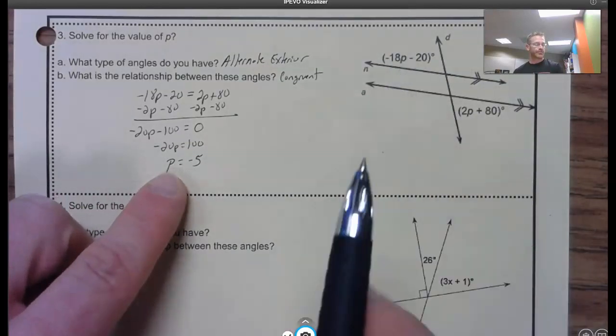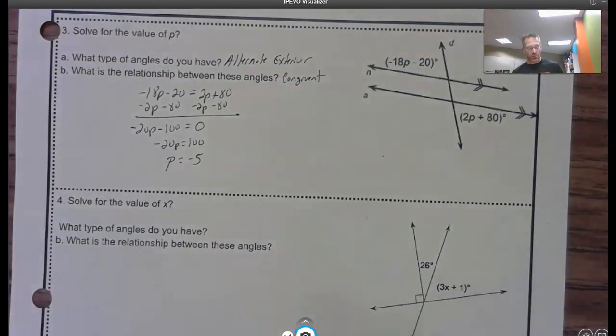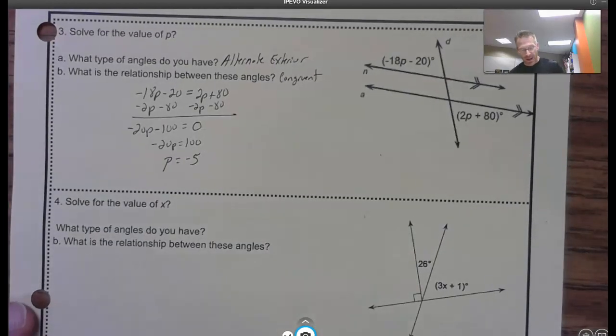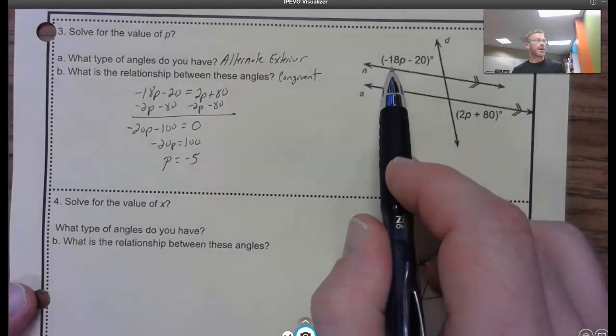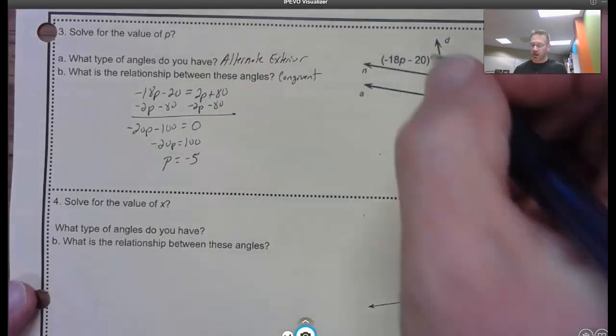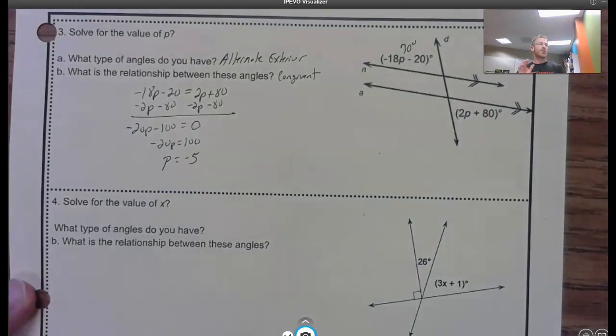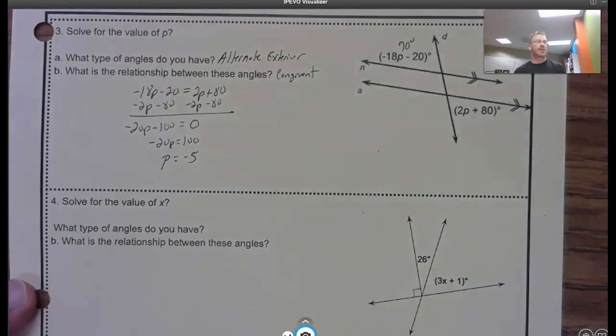All right, so if I do negative 18 times negative 5, that is a positive 90. And then 90 minus 20 is 70. So this angle is 70 degrees. That's totally fine, right? It's totally fine to have an angle that's 70 degrees.